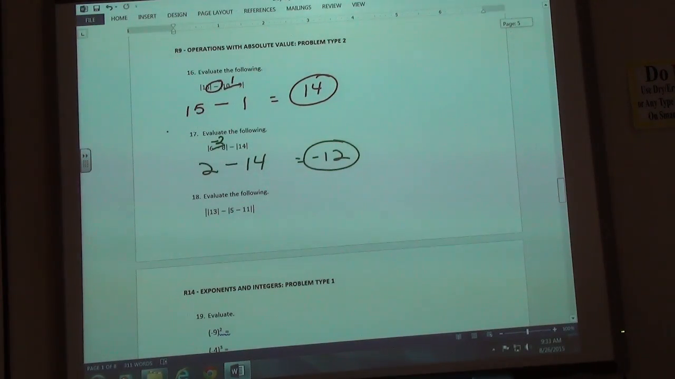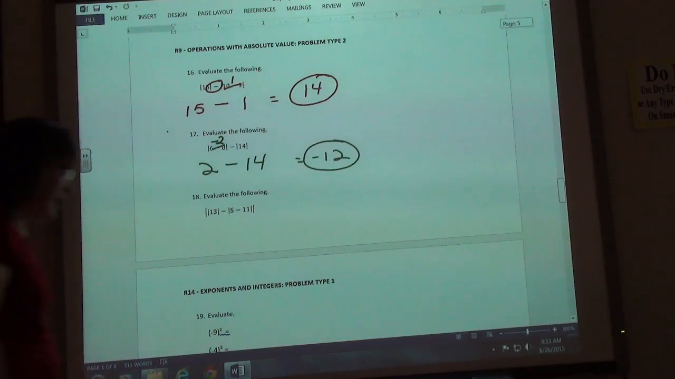Go ahead and try number 18. It's a little bit different than these ones because it has those extra absolute values way on the outsides. But should be close to what you did.